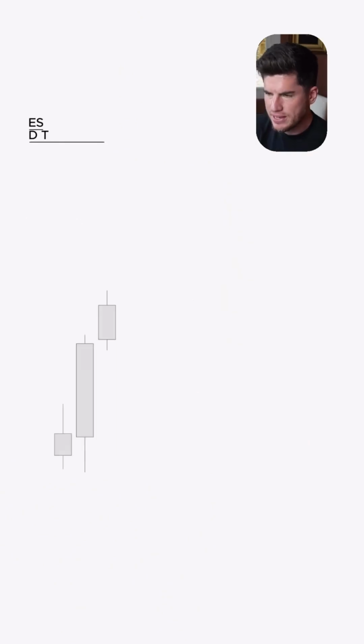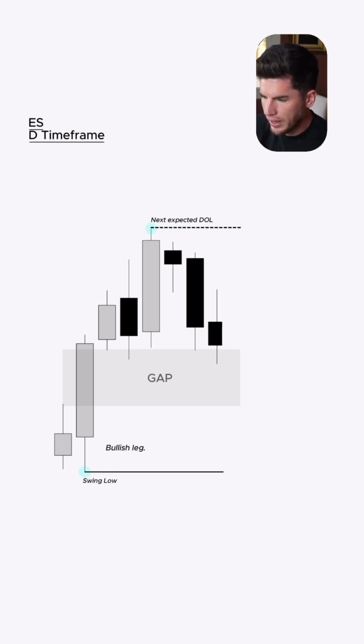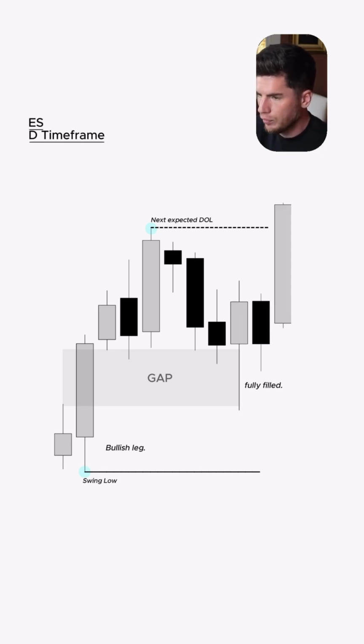So first, let me explain what a daily gap is. If a daily candle closes and we have a distance between the previous candle and the current candle wick which closed, this gap in between is often known as a gap. And as price travels away from that gap, it will often come back, fill this inefficiency before then continuing in the overall direction of the higher time frame trend.